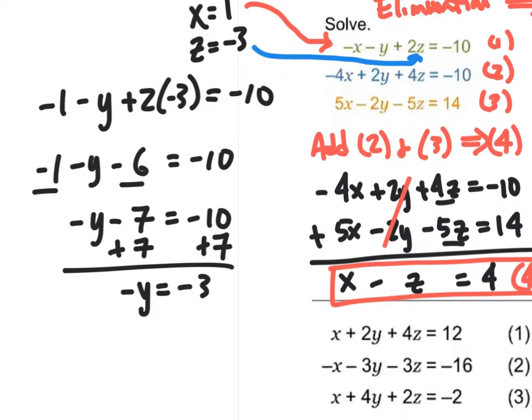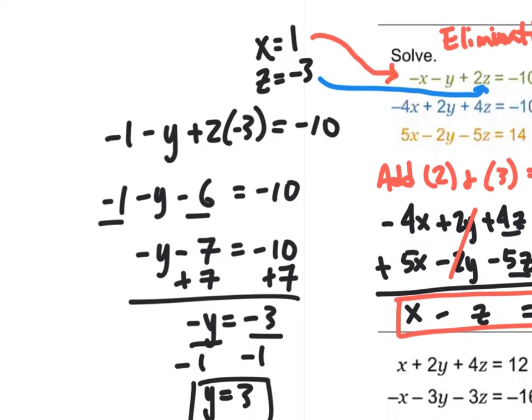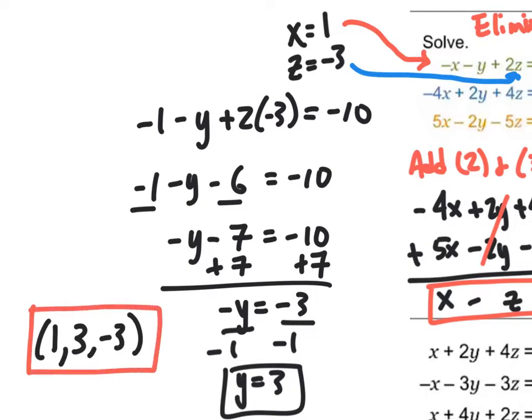Divide by negative 1, and we get that y is equal to positive 3. Okay, so the solution to our system is the coordinate point (1, 3, -3). Okay, and that is the point where all of those planes intersect. So it is tedious, it is kind of a pain, but at the same time it's basically extending what we did in the last unit to another equation and another variable.